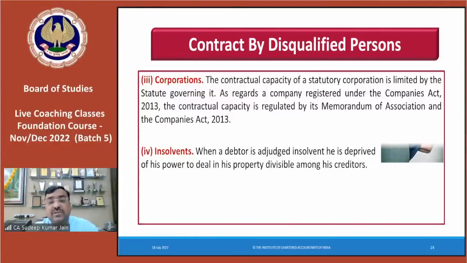Insolvent means the person who is not capable to solve his liability, who is not capable to pay the liability. So the person who is already insolvent, who is already not in a position to pay the liability, then how will another contract be considered by the court?